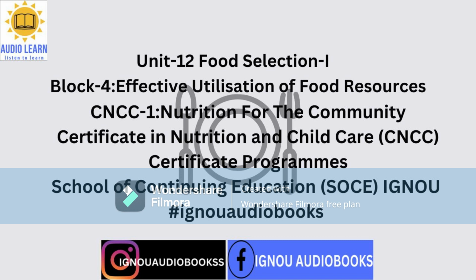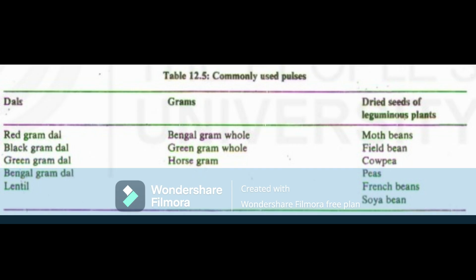Table 12.5 gives the commonly used varieties of pulses in our country. More than one variety is available in almost each type of pulse. It would be interesting for you to find out what varieties are available in your area. Table 12.5 Commonly used pulses. Dals: red gram dal, black gram dal, green gram dal, Bengal gram dal. Lentil: Bengal gram whole, green gram whole, horse gram. Dried seeds of leguminous plants: moth beans, field bean, cowpea, French beans, soya bean.